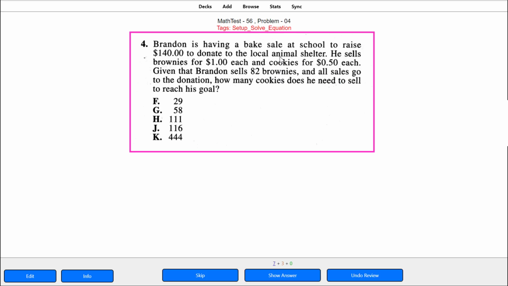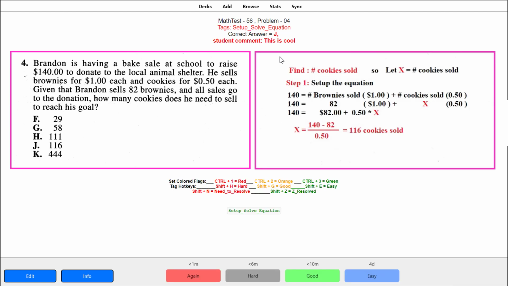Okay, problem number 4. Brandon is trying to raise $140. He's going to sell cookies and brownies. Brownies will be $1 a piece, cookies will be 50 cents a piece. He's going to sell 82 brownies, and we need to know how many cookies he sells. Let x be the cookies sold. Set up our equation to equal 140, plug in the variables, and we come out that he's got to have 116 cookies sold.